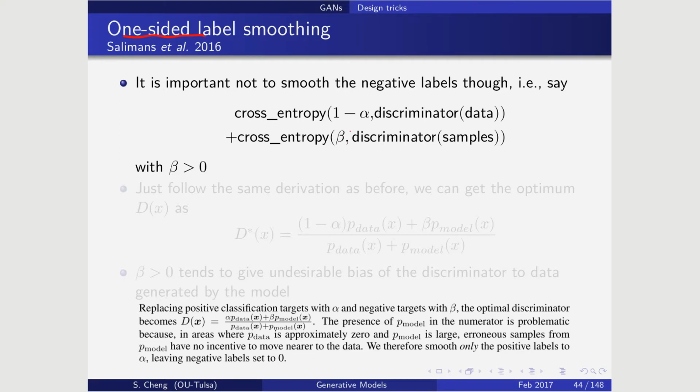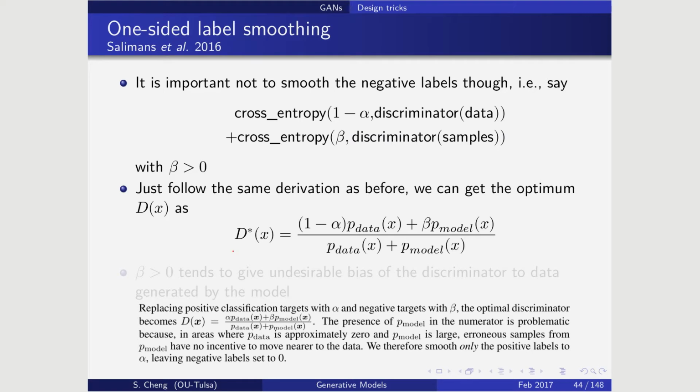If you try to smooth both sides, your optimal discriminator will be like this. The problem is for the region where x has a pretty small p data, so at least at this moment it doesn't look like true data. Then the effect is that you have this p model here. Originally we don't have this term, right? For the original one, when beta is equal to 0, we don't have this term. But now if this is small, we have this fake stuff coming up that tends to have an undesirable bias. I probably did not explain it very well, but this is the original statement from the paper. You can just read it.